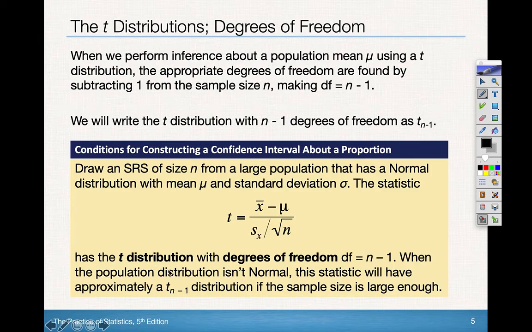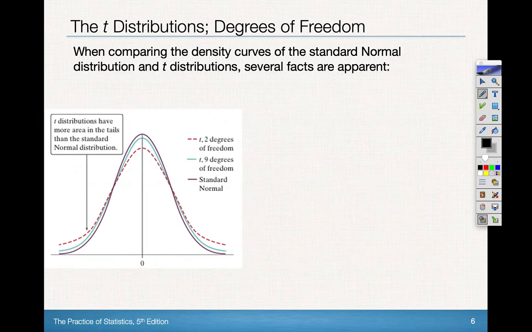So, here's the summary. You take an SRS of size n from a large population that has a normal distribution with mean mu and standard deviation sigma, we get to use the t-curve to make our approximations. So we take our sample mean, subtract our population mean, divided by sample standard deviation over square root of n. And each one of these will go with its own t-distribution with n minus 1 degrees of freedom as long as the sample size is large enough.